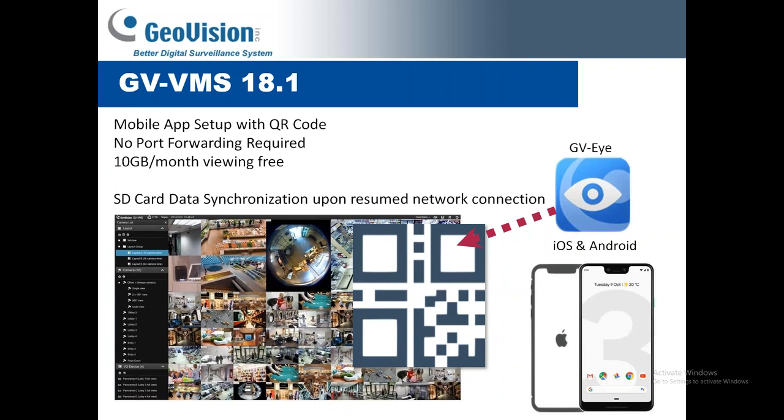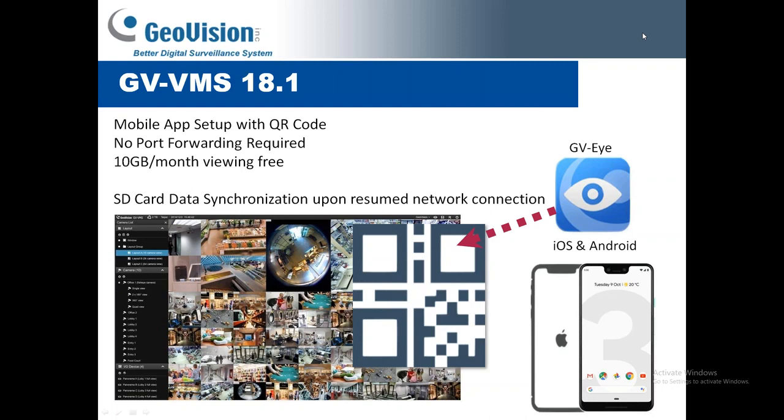Some other features that are included with the VMS 18.1 that are not so much facial recognition related, we do now have the ability to do the mobile app setup by scanning a QR code that's on screen. When doing this, no port forwarding is needed on the router. So it definitely is a much quicker setup of your mobile app. One thing we do note on this is if doing this method, you're limited to 10 gigabytes a month of free viewing. If you go beyond that, there is a one-time monthly charge. And then, of course, there always is the option to do port forwarding, and you don't incur that 10 gigabytes.